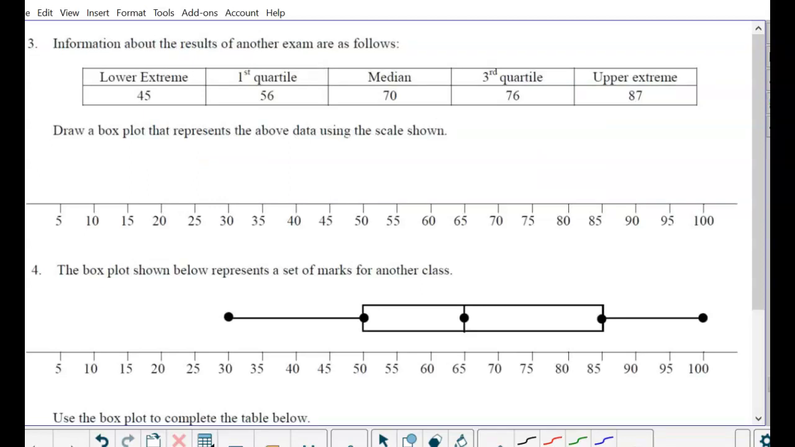So now we're going to draw one ourselves. It says information about the results of another exam are as follows. So the lower extreme is 45. The number line's already given to you. So above 45 with a dot. First quartile is 56. So again, you're kind of estimating a little bit. Then the median is 70. And 76. And then 87.